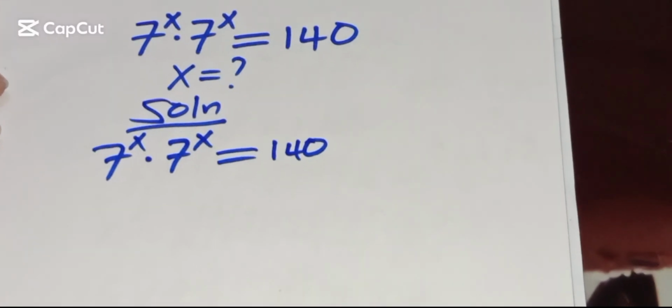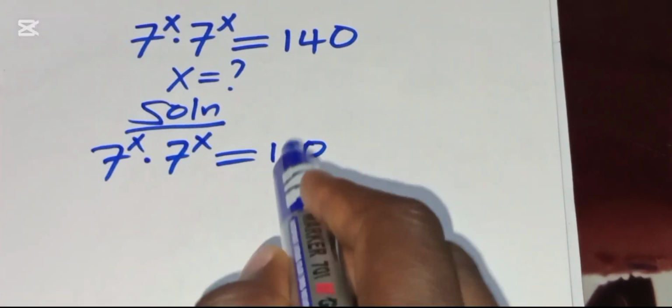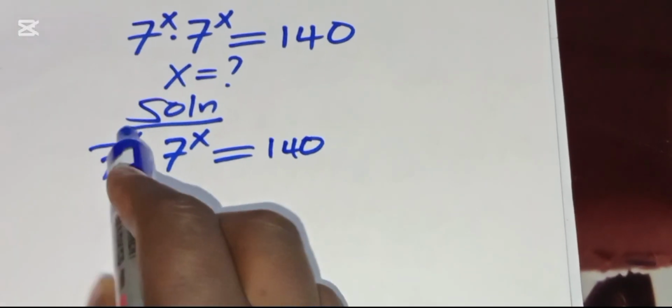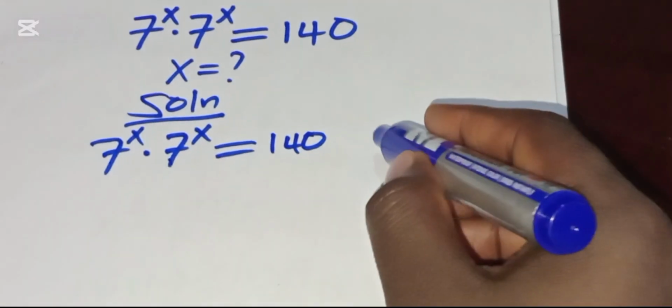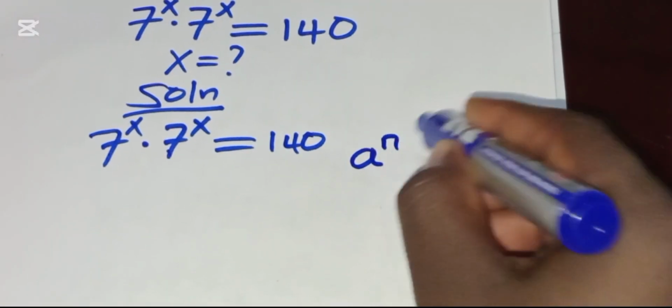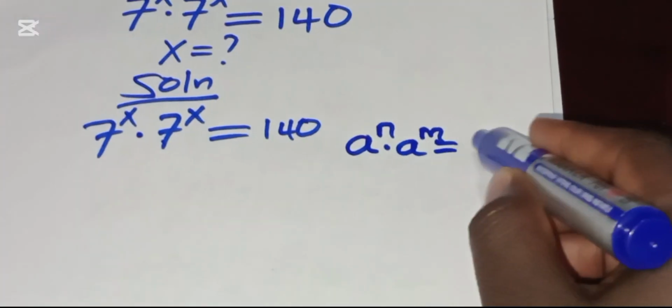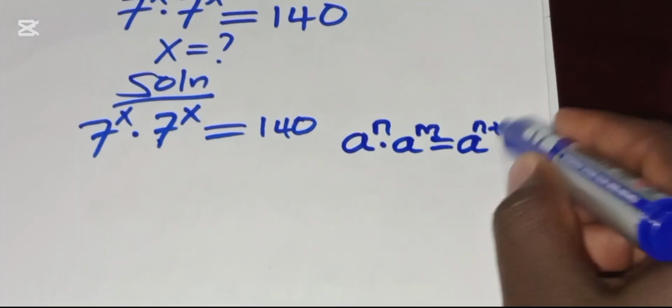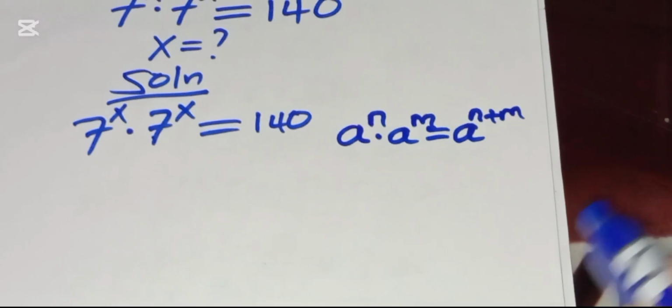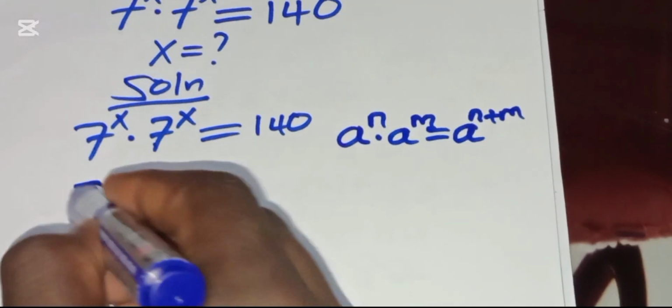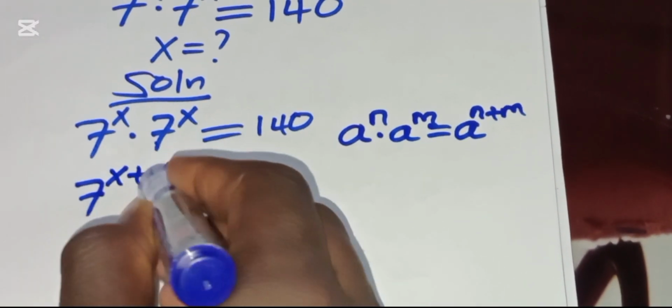So 7 raised to the power x multiplying by 7 raised to the power x is equal to 140. 7 raised to the power x multiplying by this 7 raised to the power x is in the form of a raised to the power n multiplied by a raised to the power m, which we can express as a raised to the power n plus m.